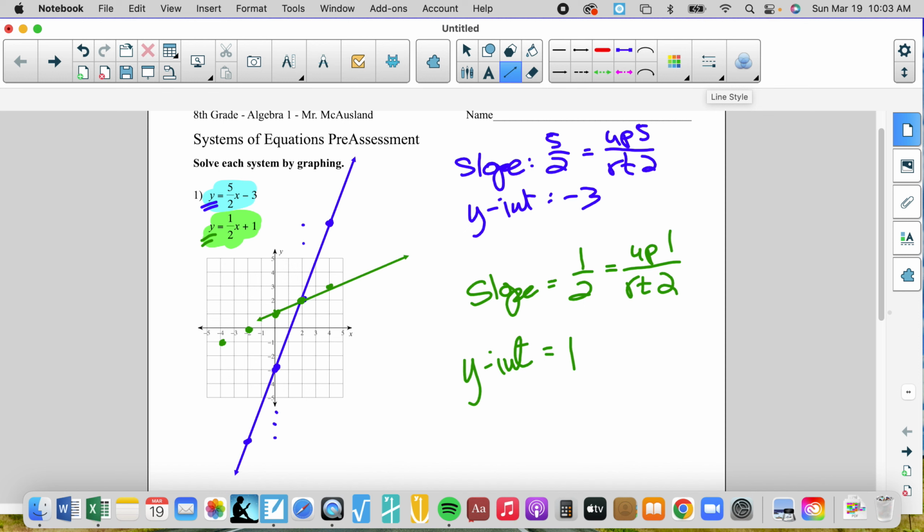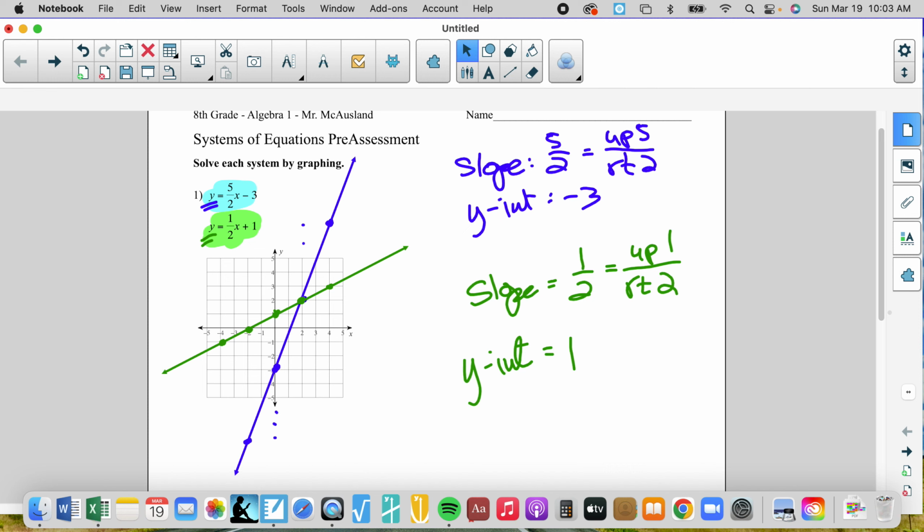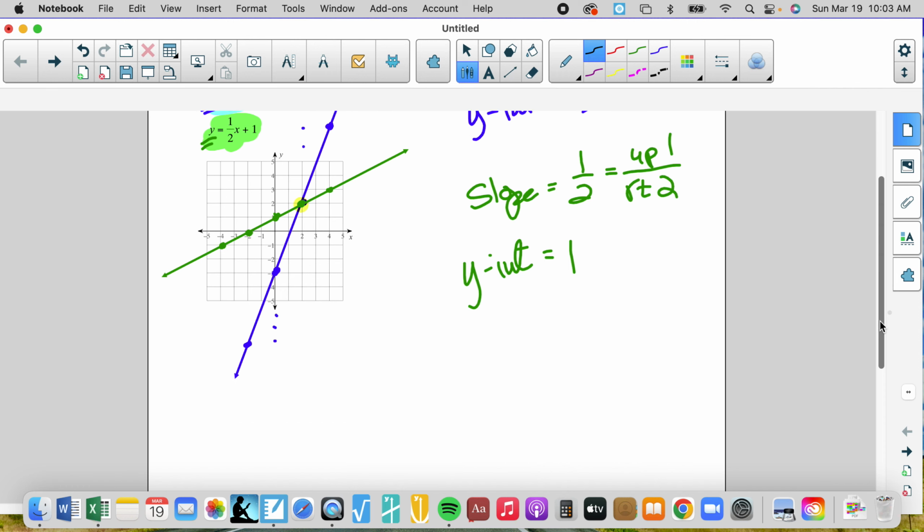And here is my graph. Not even close to perfect. Not as good as the other one. Okay, and we see where that intersecting point is. Intersection means that it's going to be the point that is true for both equations. And that point, obviously, is going to be this location. And what is that coordinate? That coordinate is going to be (2, 2). So that would be my solution to the system.